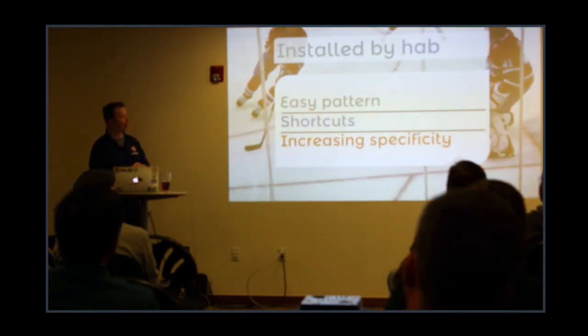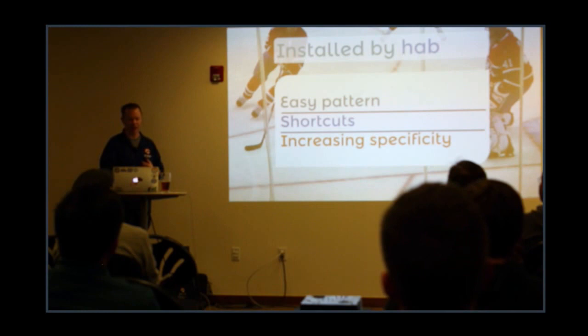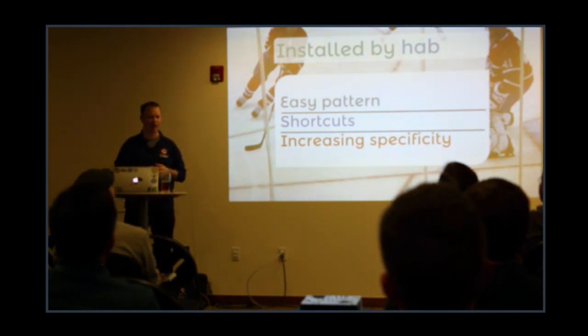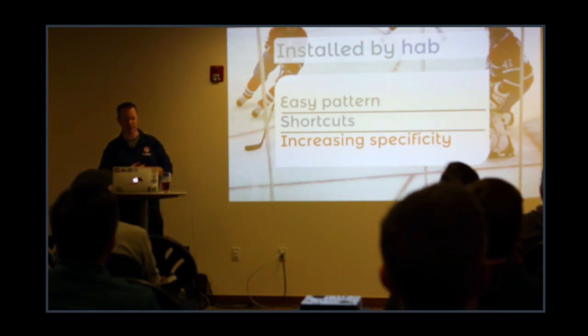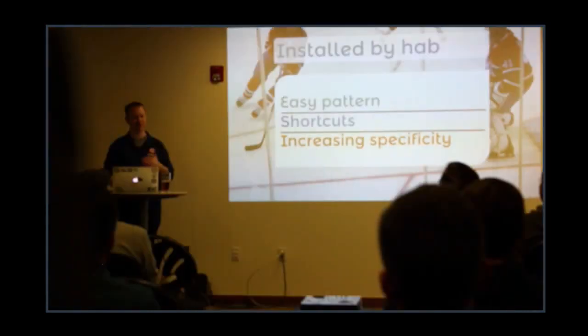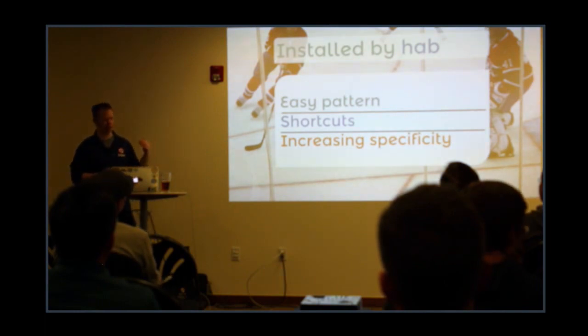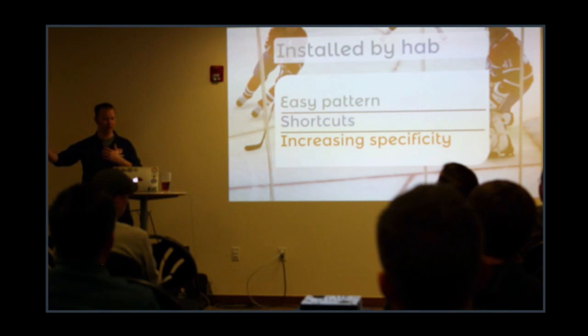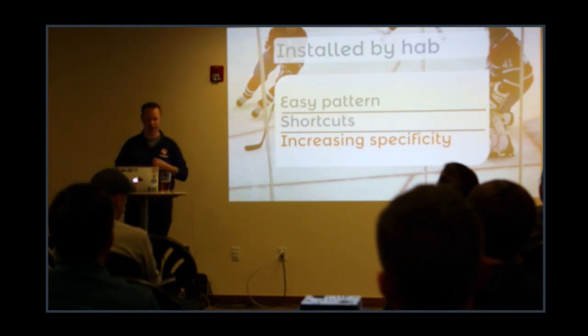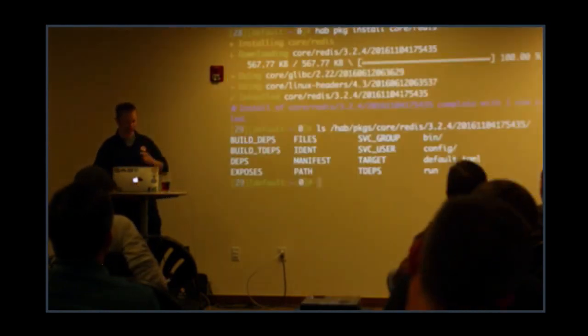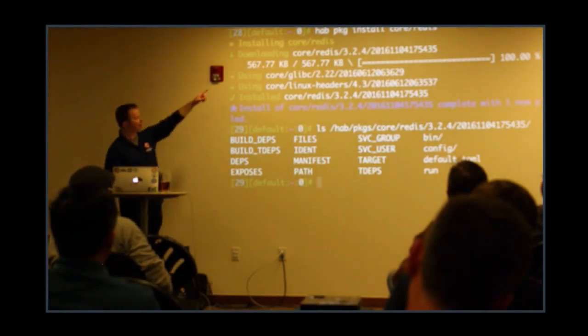The HAB binary is what does all the work for you. It follows pretty easy patterns of command line arguments and that sort of thing. It gives you some shortcuts that make it nicer to work with the tool, where you say where things are: HAB, noun, and verb, and they increase in specificity. So you could say HAB install acme/redis, or HAB install acme/redis, and then give it a URL to your internal package depot and that sort of thing.